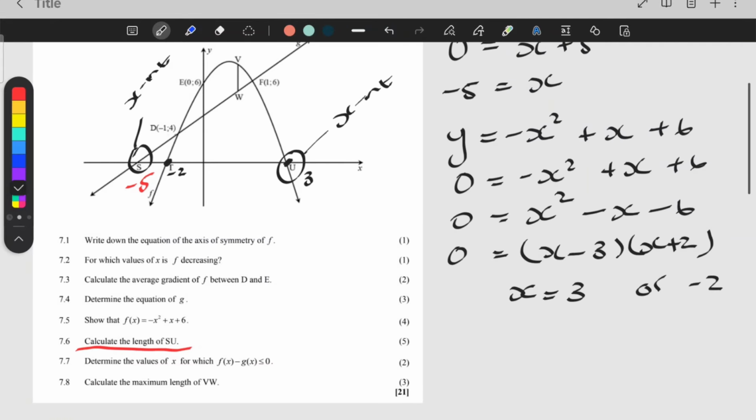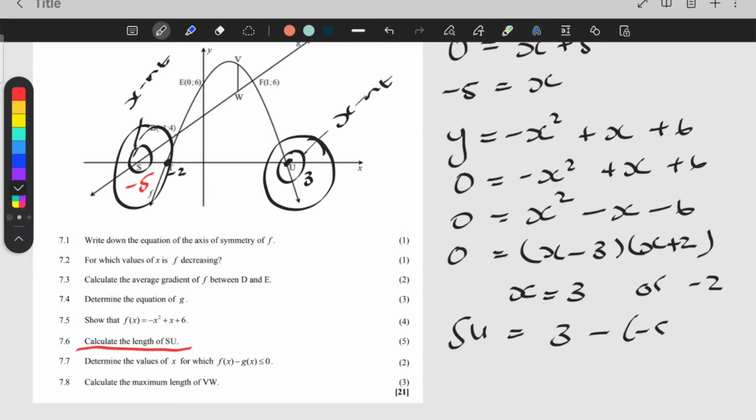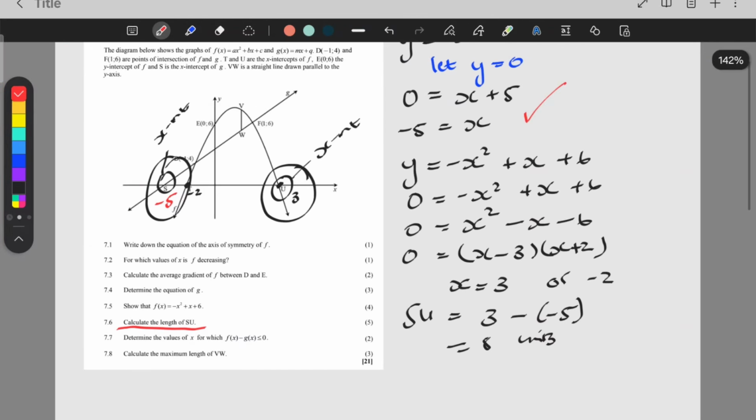Now I need the length of SU. So the length of SU is the biggest x minus the smallest x. So SU, biggest minus smallest. And I get that to be 8 units. Okay, so how did they give marks here? This was a 5-mark question, eh? So working out that x-intercept is a mark.